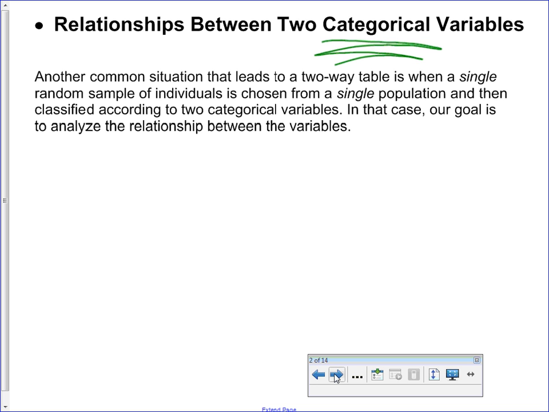And so the key here is, instead of looking at different treatments or different samples, we're going to take a single random sample of individuals from a single population and then classify them according to categorical variables. So instead of taking multiple samples of multiple populations, we're going to take one sample from one population and then categorize it after we do the sample.